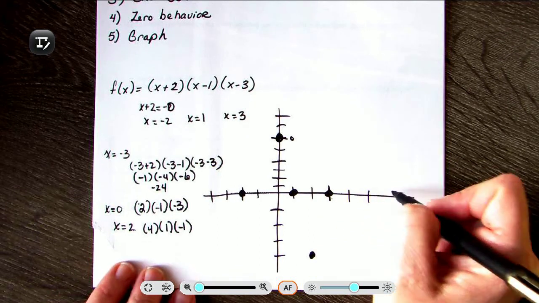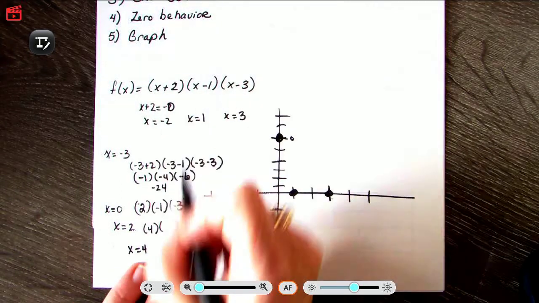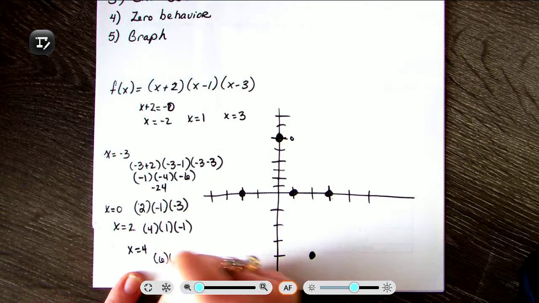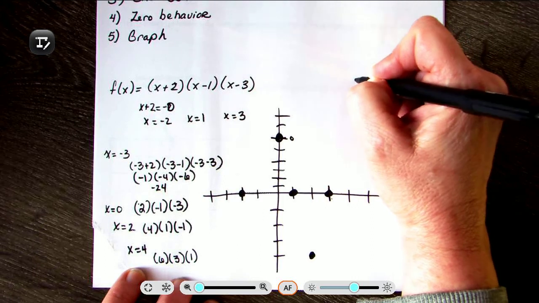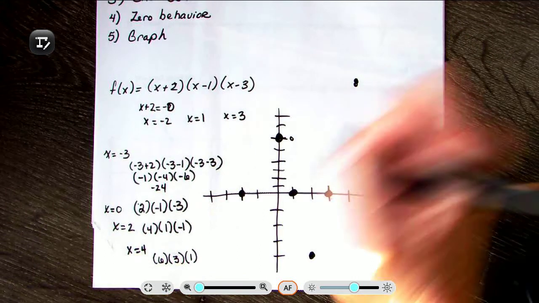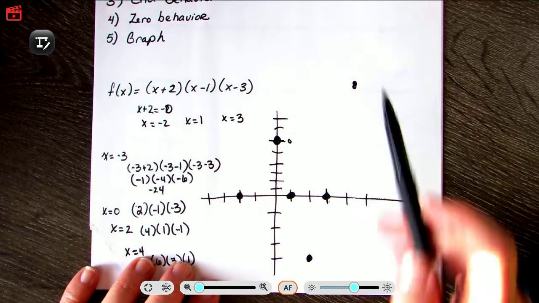And then a value beyond 3, so possibly 4. So putting 4 in there, I get 6 times 3 times 1, which is 18. So again, they're not quite as far down. Okay, so there are some more points. This is also to help me determine, am I above the x-axis or below the x-axis? So those are my test points.